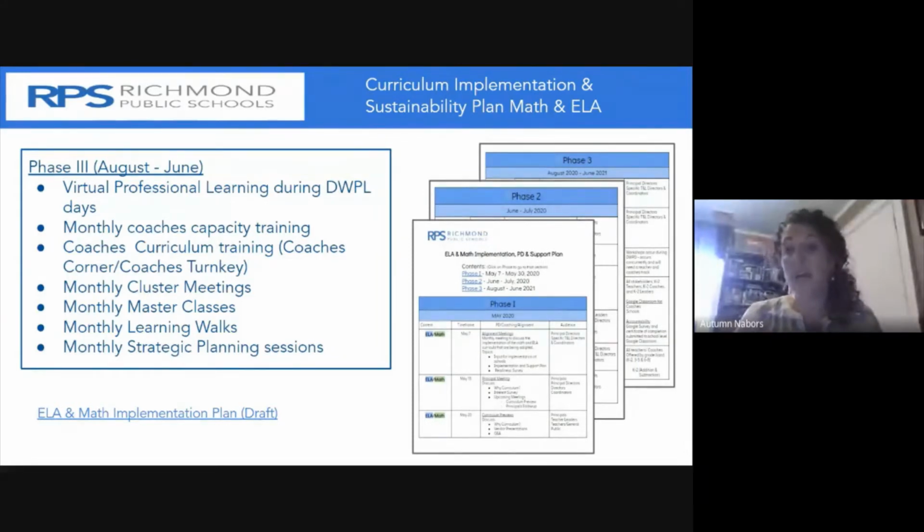So that will look like ongoing professional learning through our district-wide professional learning days, coaches trainings, cluster meetings with principals, master classes, learning walks, coaches cycles, strategic planning sessions with our partner. We want to hear from teachers, from students, and from principals every step of the way to make sure we're providing the best support for this learning around ELA and math.